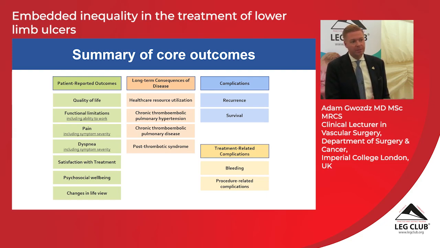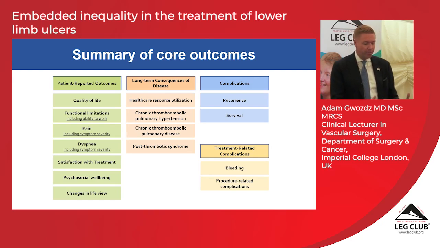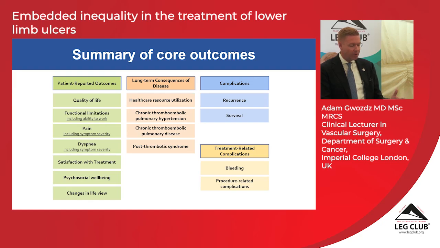And you start doing something called a Delphi consensus. So you get patients involved, experts in the field involved, and you whittle that down to something that's manageable, that's very reflective of what matters to patients. So they were grouped into 4 domains. So patient-reported outcomes, long-term consequences of disease, complications, and then treatment-related complications.